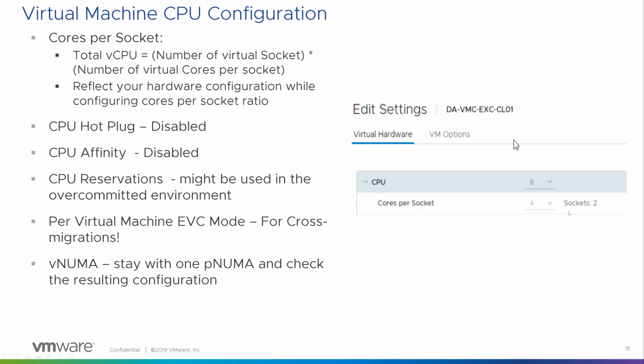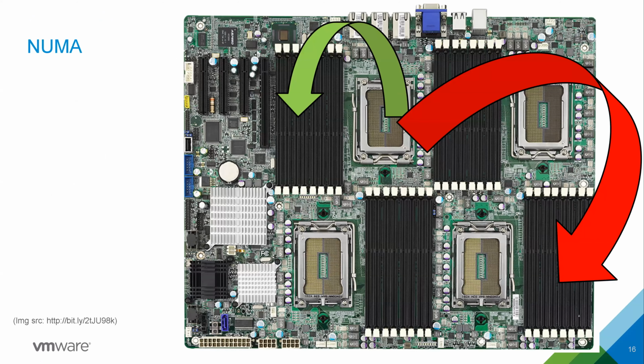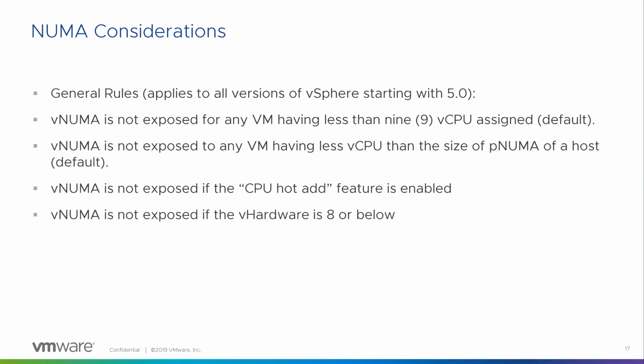That's the NUMA diagram. Okay, so more on NUMA. Essentially, virtual NUMA, the vNUMA, is not exposed for any virtual machines having less than 9 vCPUs. You can still trigger it with the parameter vCPU.NUMA.min. If you set that parameter to less than 9, yes, you can trigger it. If it is less than 9, it doesn't trigger by default. And then we spoke about the fact that vNUMA is not exposed to any virtual machine having fewer vCPUs than the size of the NUMA node for a host.